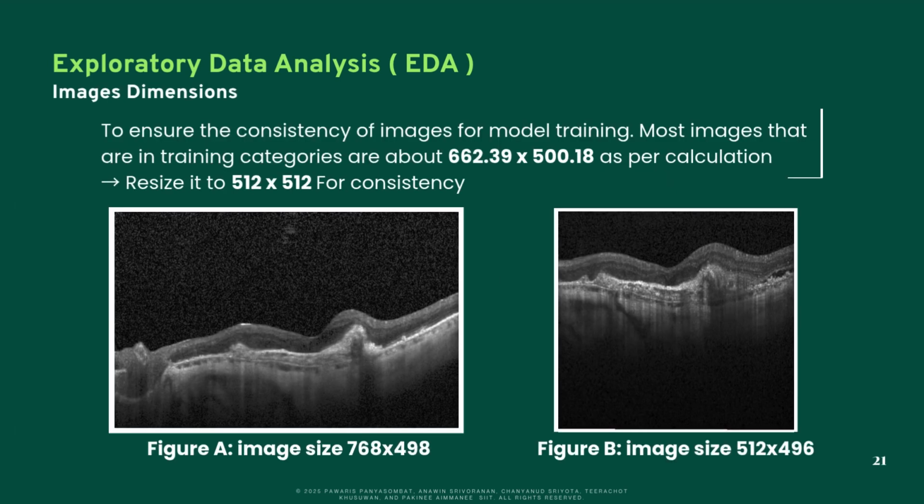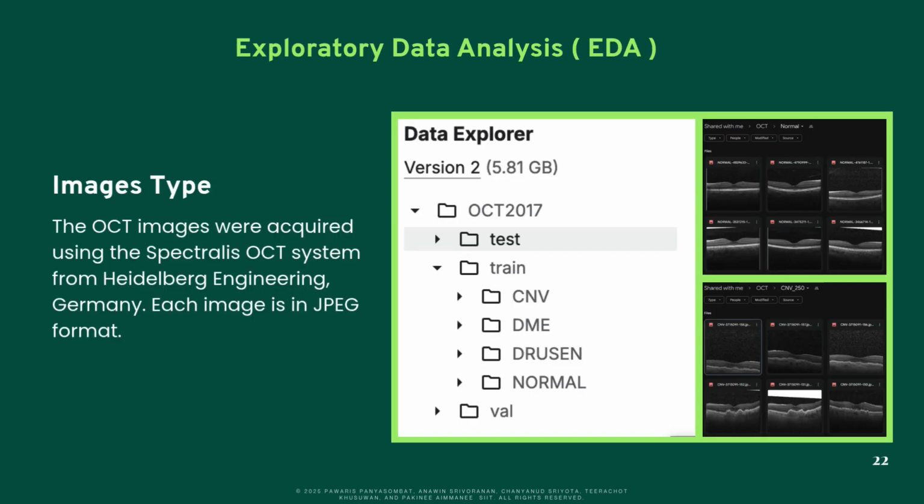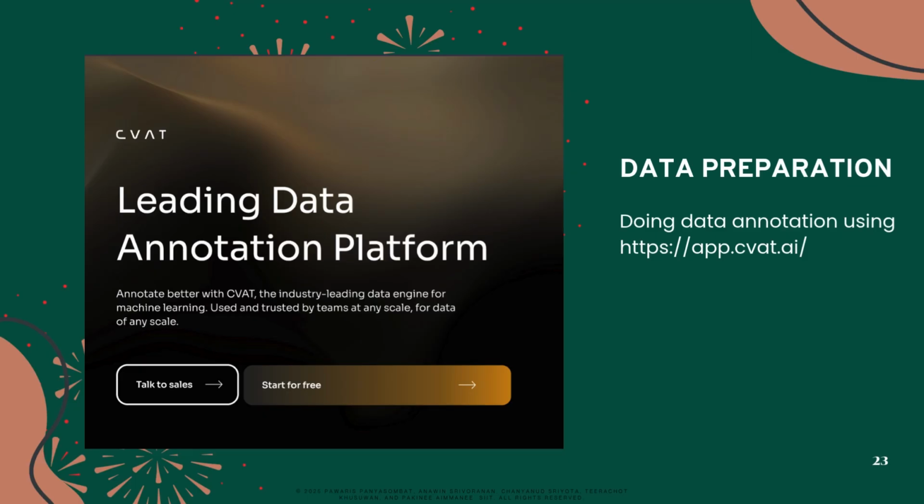Then the dimensions. We have an average of 662 by 500 across all of the pictures, so we need to resize to 512 for consistency. Some pictures may be elongated, some may be just square, so we need to find the sweet spot. And for image type, it is mostly JPEG from OCT images from Heidelberg Engineering tools.